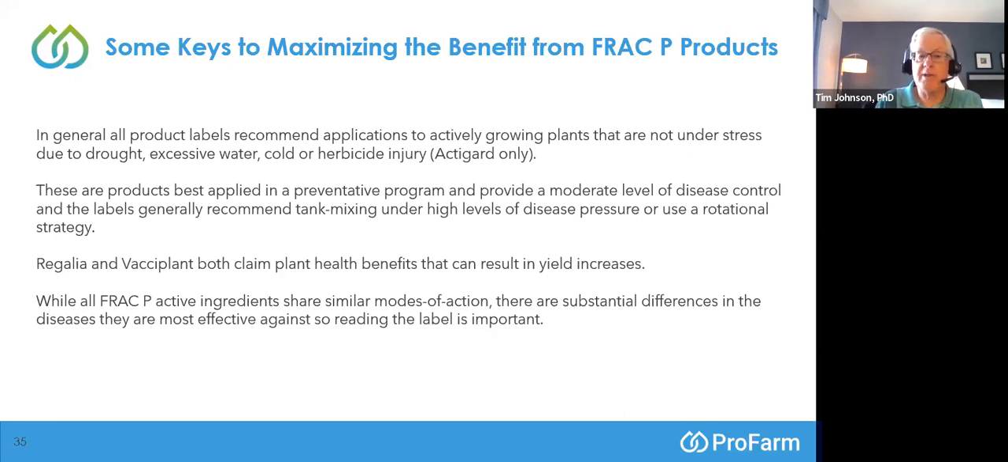Both Regalia and Vaxaplant claim plant health benefits that can result in yield increases. Not really surprising, since they're both plant extracts, you tend to get a lot of other materials that come along for the ride that have biostimulant benefits.